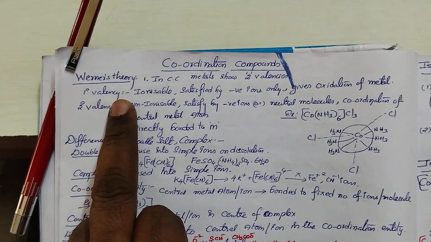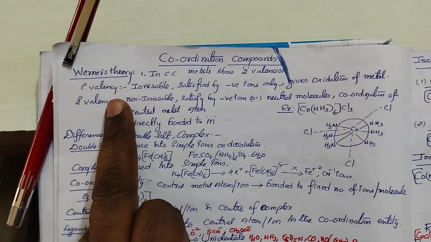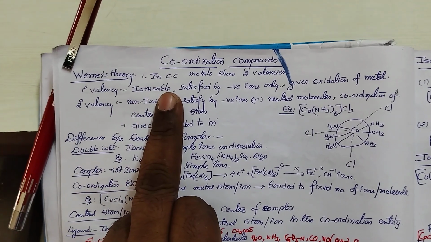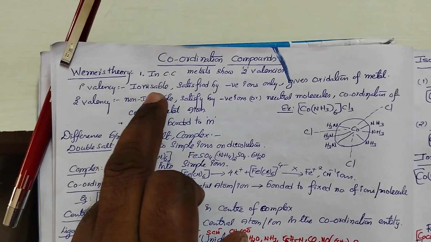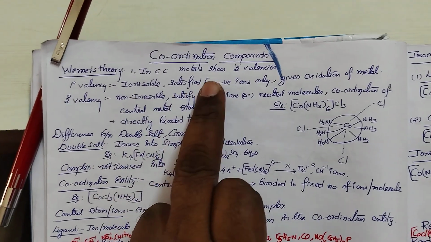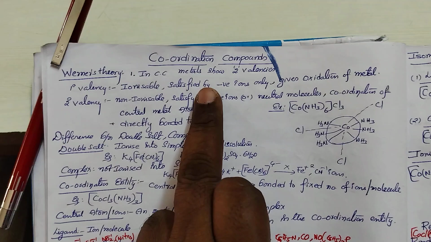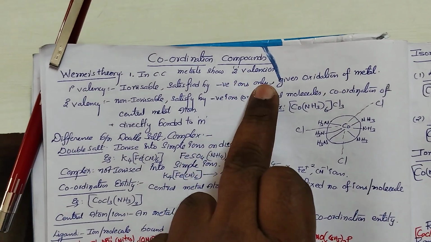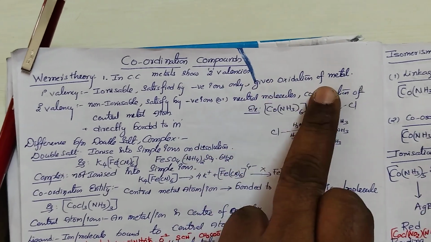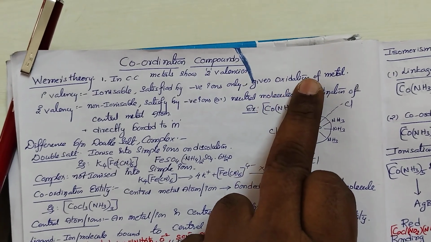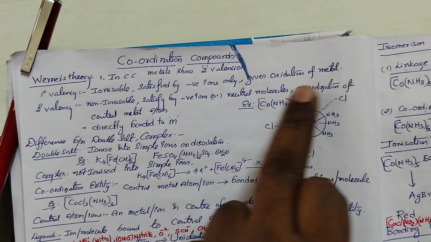One is primary valency. This primary valency is ionizable. That means the metal is attached to negatively charged ions. That means the metal's valence will be satisfied by negative ions only. It also gives the oxidation number of the metal.